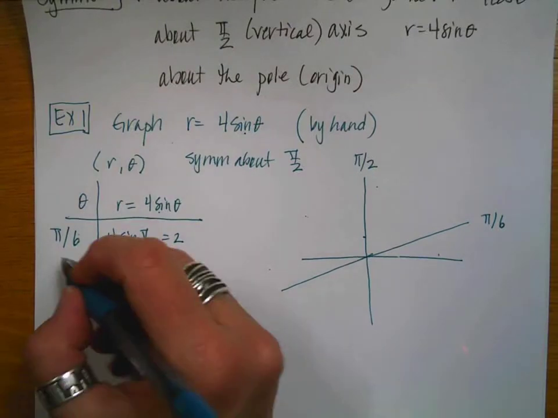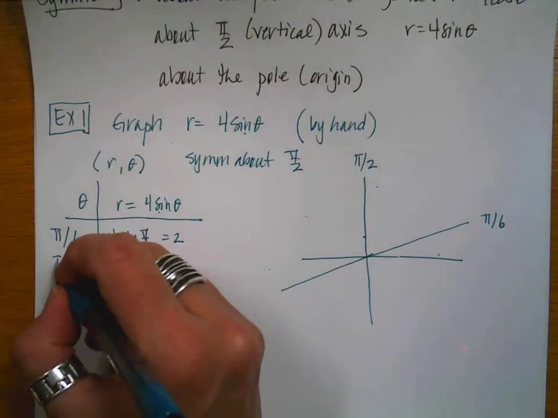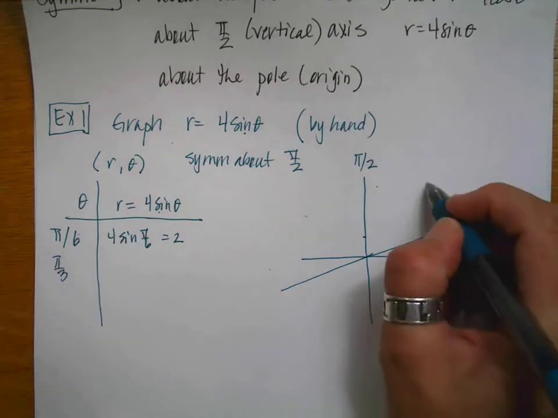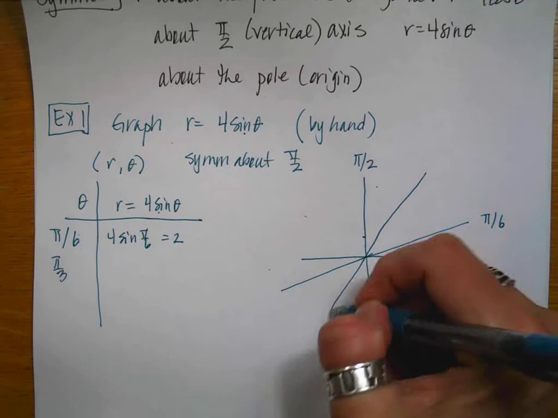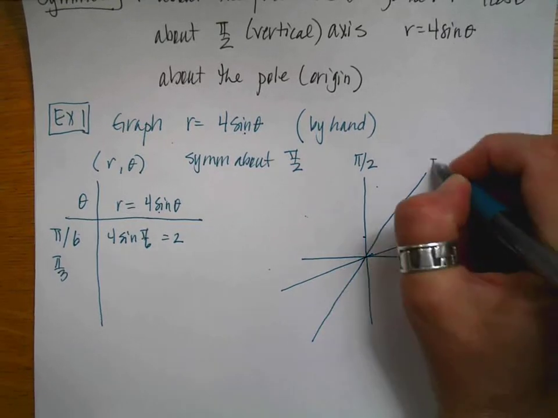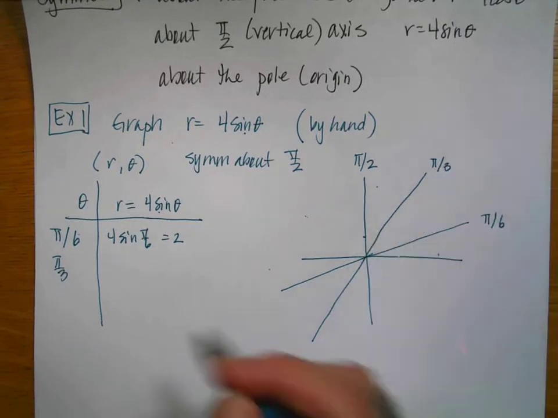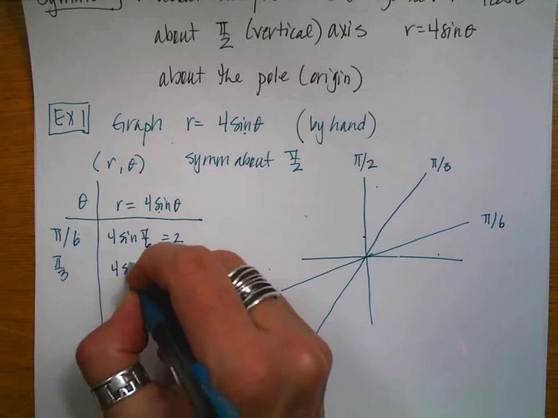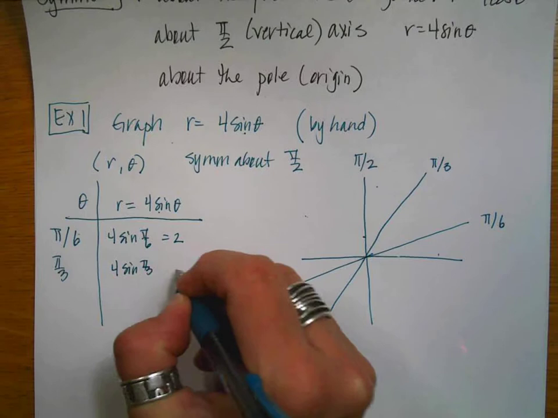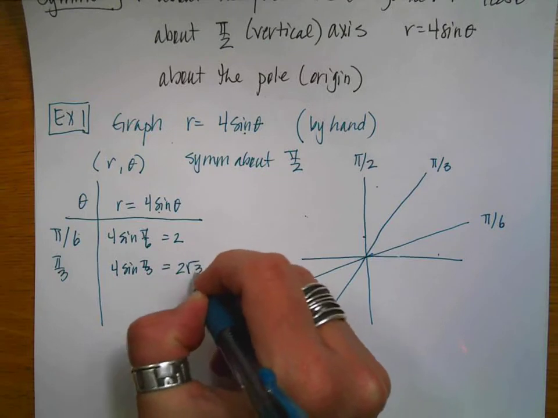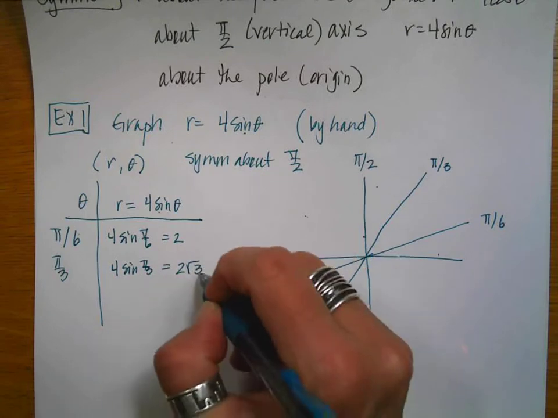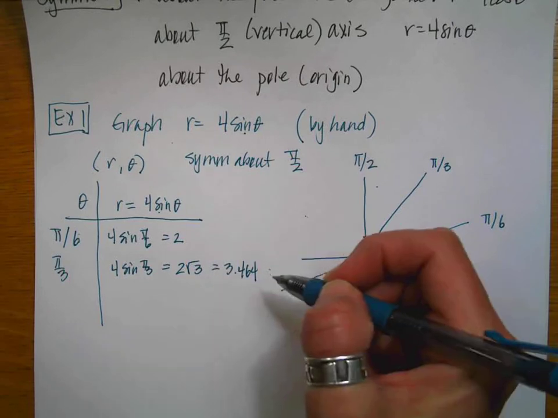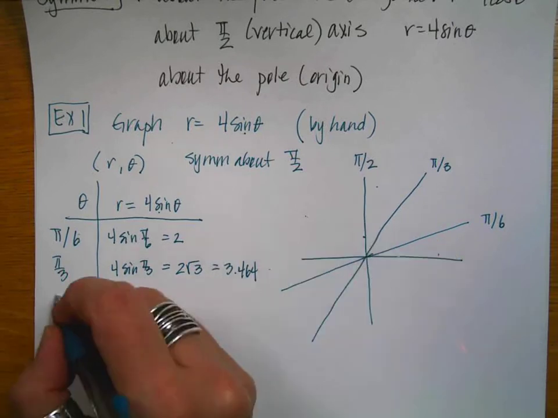Okay, and then the next angle that I'm going to choose is pi over 3. Pi over 3 is 60 degrees. So it's going to be right there. Not a very straight line, but we get the general idea. So pi over 3 is 60, so I would get 4 sine pi over 3, and I'm going to get 2 radical 3. I don't know exactly what that value is, so I'm going to get the decimal equivalent because that's just going to help me put a point on my graph.